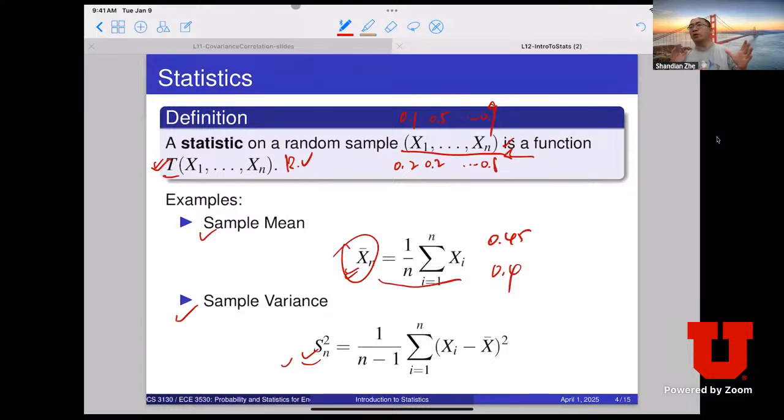Whenever we say we want to calculate sample mean, sample variance, median, first order, second order, and quantile, all those are statistics. That means they are essentially some kind of random variable. They can change when you redo your experiment.